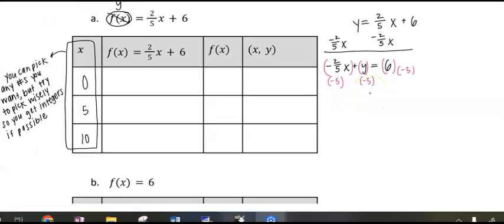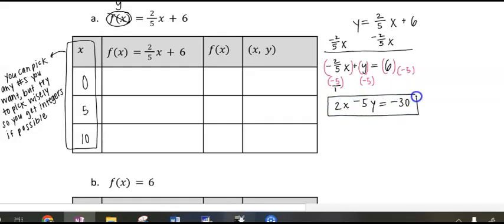I'm going to use parentheses to make sure I know it's multiplying and not subtracting. You want to make sure that's clear. Then I can go through and multiply it. I know a negative times a negative makes a positive. 5/1 times 2/5 makes 2. So it's 2x - 5y equals -30. Now this follows all the rules for standard form, and it's in the right order.